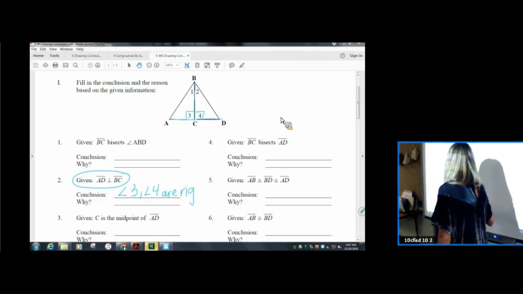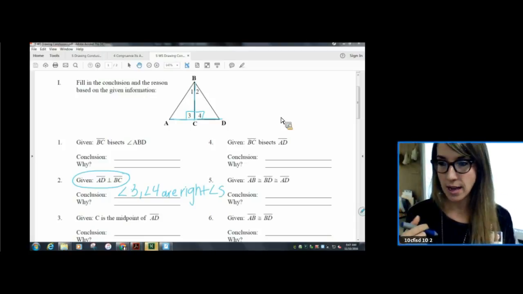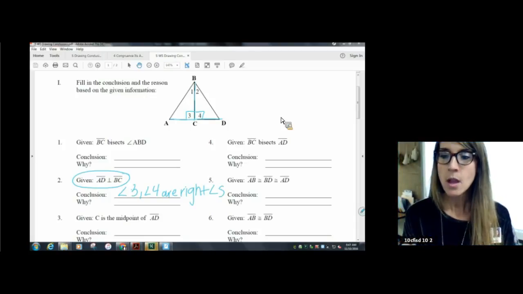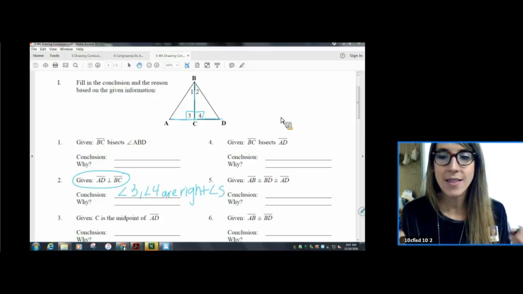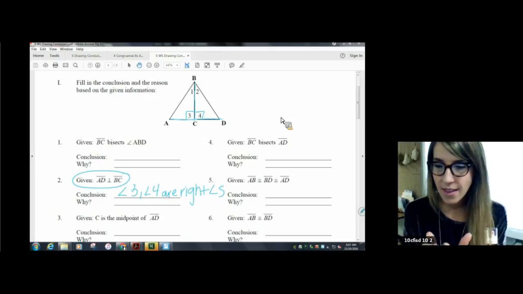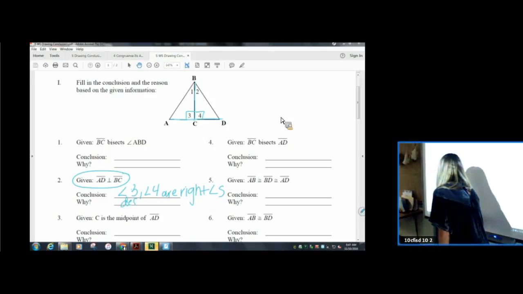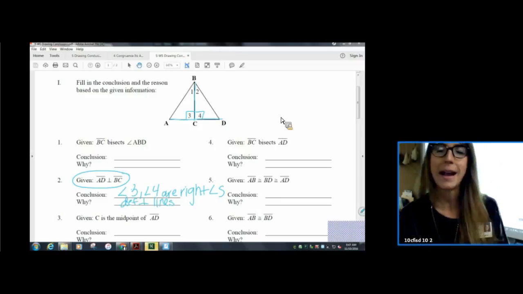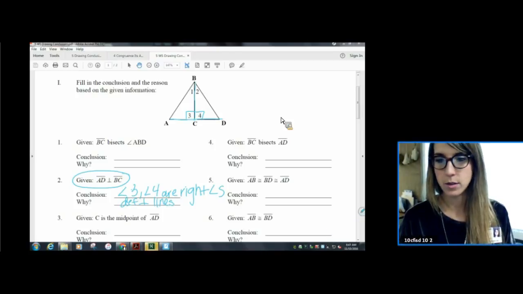Or you can put that their measures equal 90. Either way. And then what's my reason why? The why is almost always in the given. Given that they're perpendicular. So my why is, by what the textbooks say, definition of perpendicular lines. By definition, if they're perpendicular, then they form right angles.